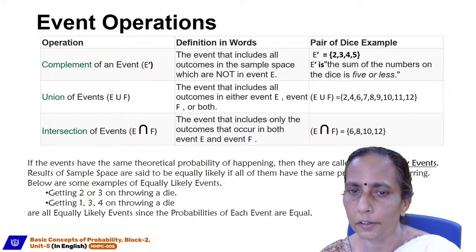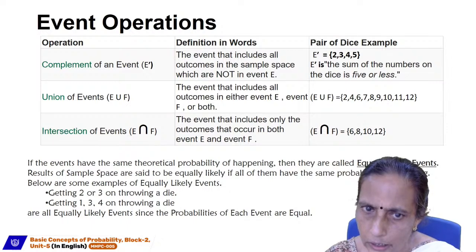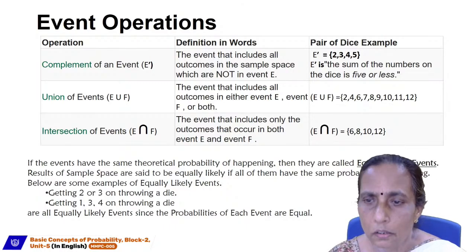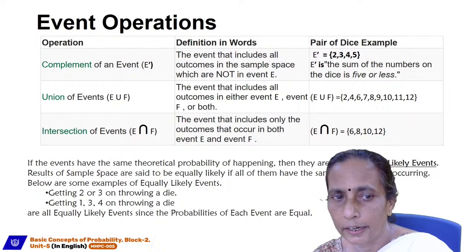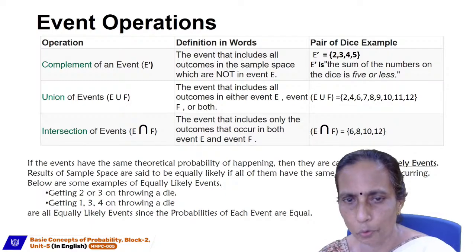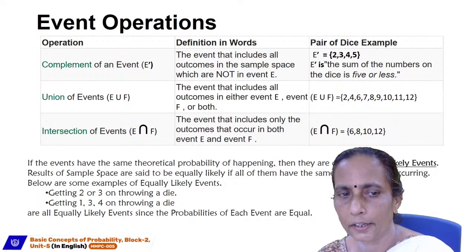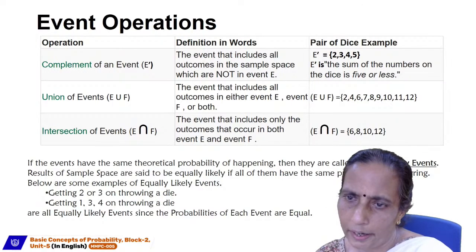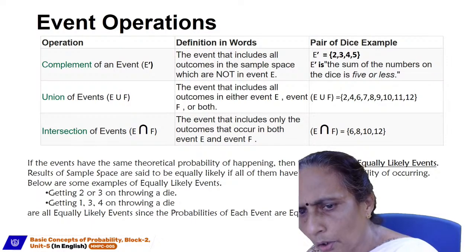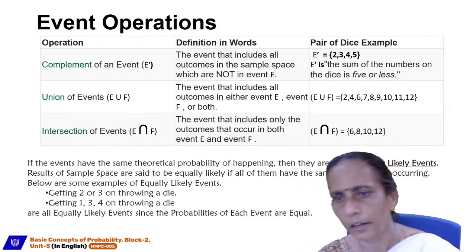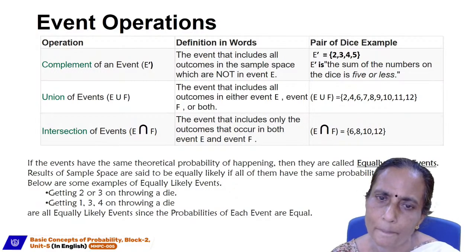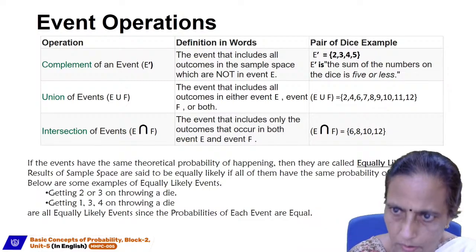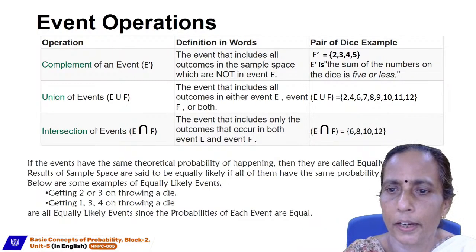Okay. Similarly, the union of events. If we have two events E and F, where E is all the sums greater than 5 and F is all the even sums, then E union F includes all the outcomes of either E or F. If an outcome appears in E, it will be in E union F, and if it is in F, it will also be in E union F. That means it is a combination of both: 2, 3, 4, 5 plus 6, 7, 8, 9, 10, 11, 12.